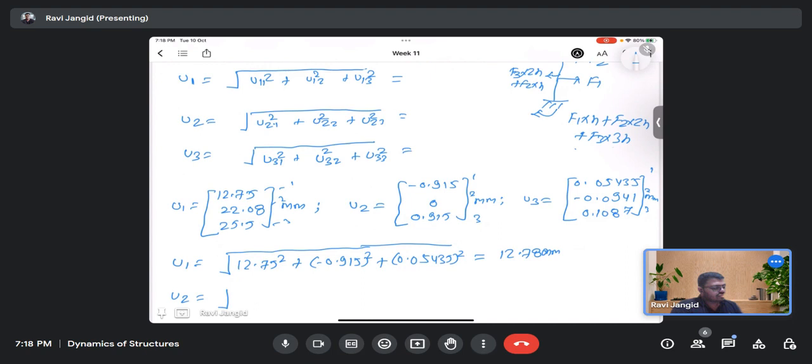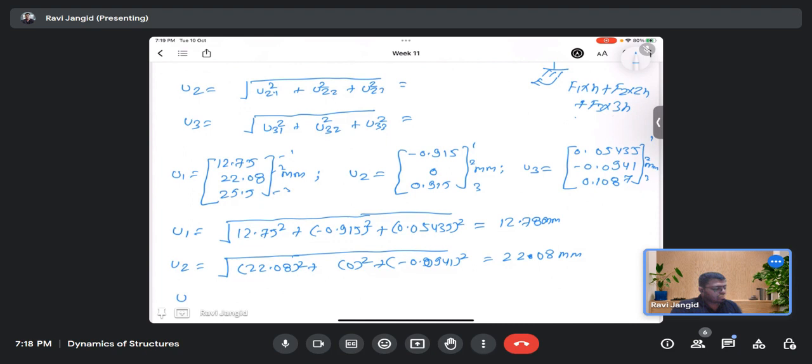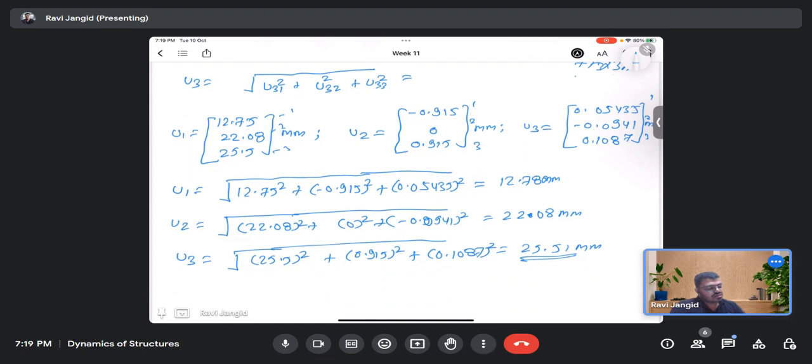For the second story, 22.08 square, 0 square, 0.0941 square, that will be nearly 22.08 mm. For the U3, it will be 25.5 square plus 0.915 square plus 0.1087 square, so that will come around 25.5 mm. So these are for the peak response in the displacement, floor displacement.